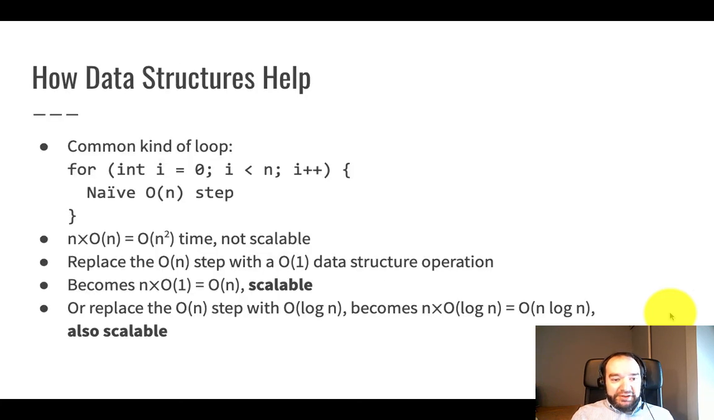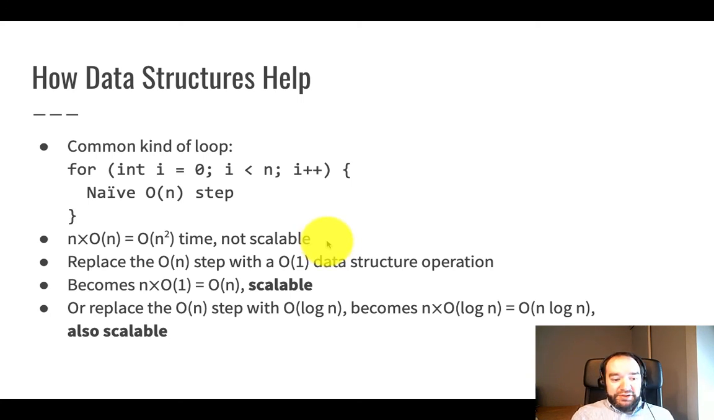This tells us how data structures can help. We have this really common kind of loop. This is a very practical thing in software development. You have a loop that repeats for each element, and it does something. And if that something that it does is a naive linear time operation, then we have n repetitions of a linear operation that makes n squared time or quadratic time, and that's not scalable. This would be too slow to involve in an app that deals with any kind of volume of data.